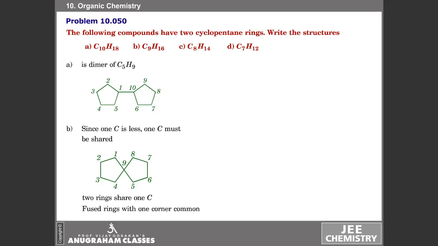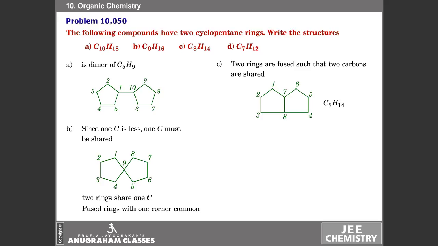We find cyclopentane ring 1 and cyclopentane ring 2 having the common carbon. Carbon number 9 becomes the common carbon for the two rings. So the two rings sharing a common carbon. The next one, the formula is C8H14. Since there are two carbons less, we must have two carbon atoms shared by the two rings.